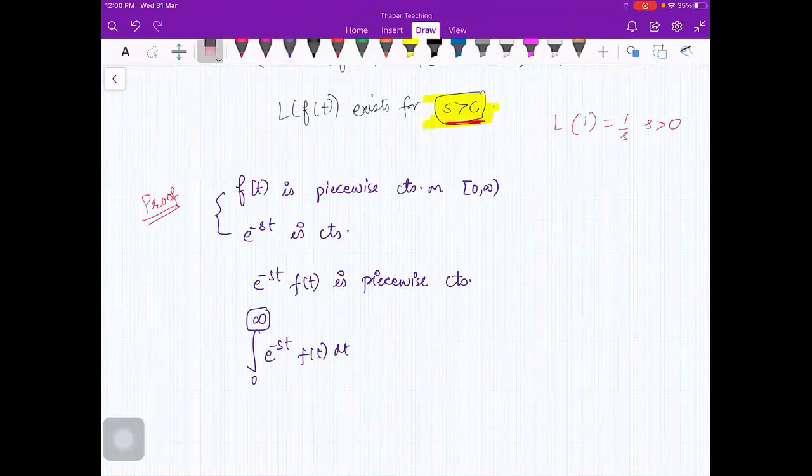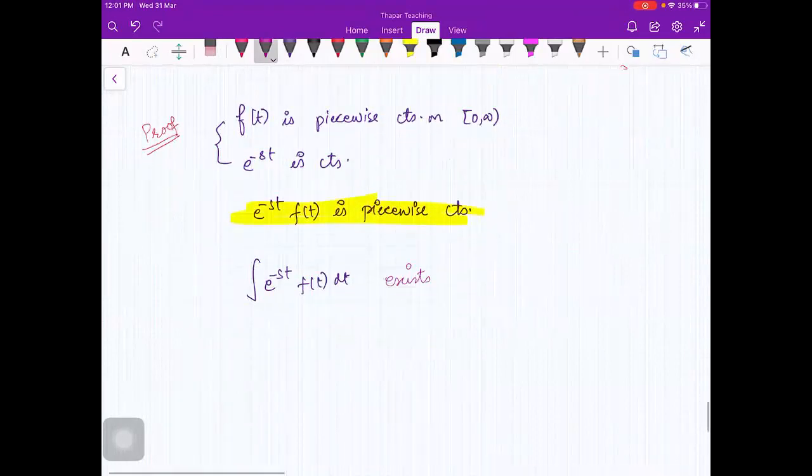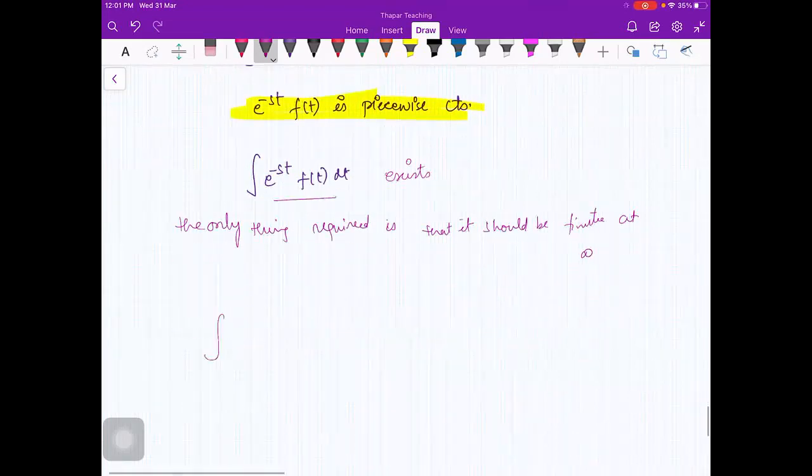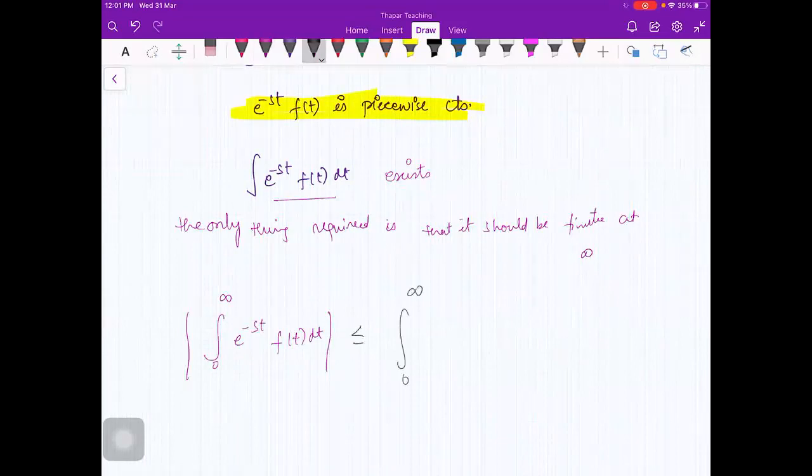So what we should write, we will write like this. Because this is a piecewise continuous function, the integral exists. So the only thing required is that it should be finite at infinity, right? So now you look at this: integral from 0 to infinity of e^(-st) f(t) dt. I am looking at its magnitude. So this is less than or equal to the integral from 0 to infinity, you can bring the modulus inside, of |e^(-st) f(t)| dt.